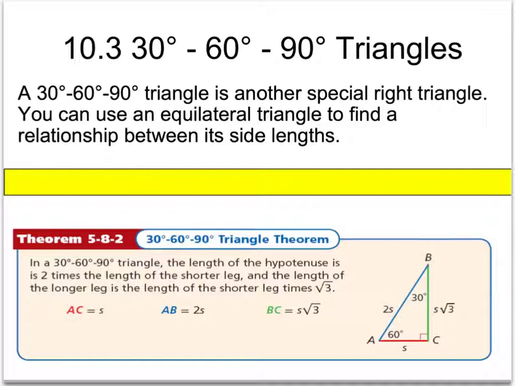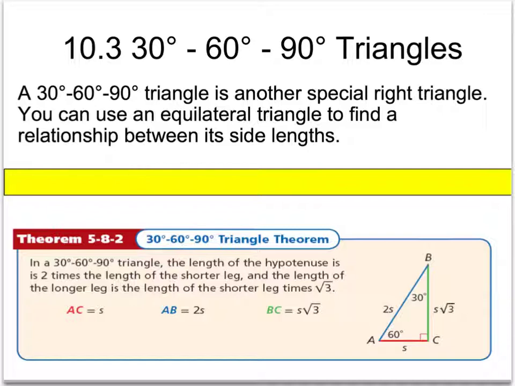The very first thing I want you to do is please write down everything below that yellow bar. Everything below the yellow bar is what you are writing down. Okay? A 30-60-90 triangle is another special right triangle. You can use an equilateral triangle to find a relationship between its sides. So basically you're looking at what's your shorter side, what's your longer side, and then obviously what's your hypotenuse.